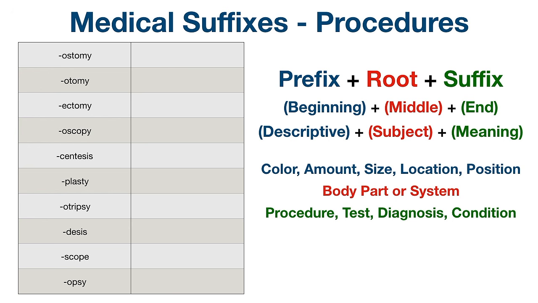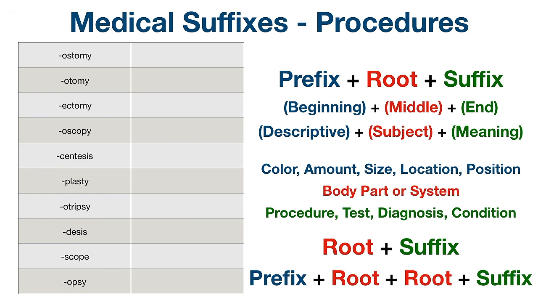Some medical words don't have a prefix, and if that's the case, then the root's going to form the beginning of the word. And some medical words might have more than one root combined together. We already went over common medical abbreviations, prefixes, and roots in previous videos, and they're going to be linked down below in the description. Now we're going to focus on common medical suffixes and their meanings.